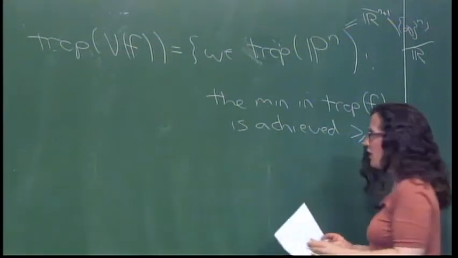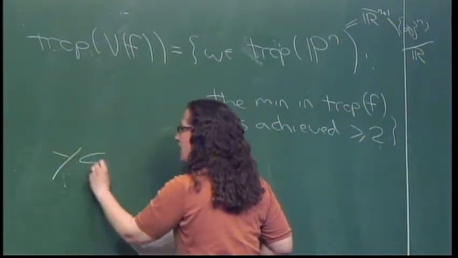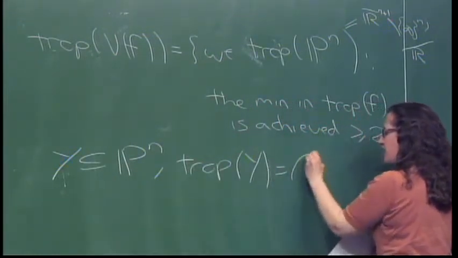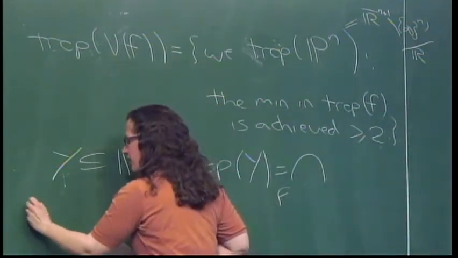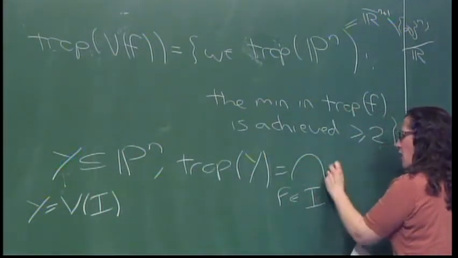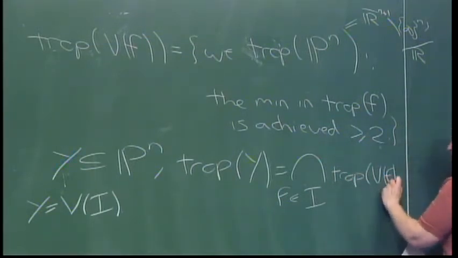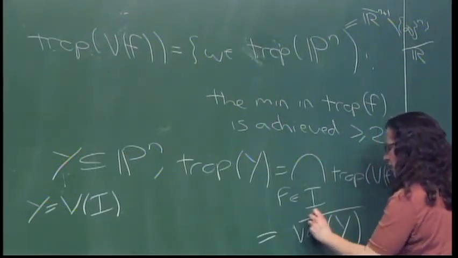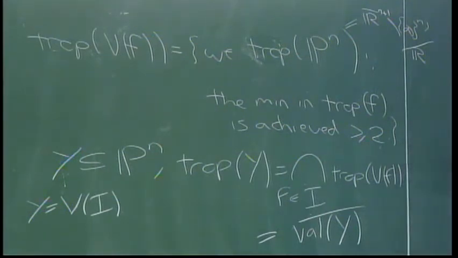Okay. So as we all know, if we start with Y in projective space, maybe Y is the projective variety defined by an ideal I, then trop Y is just the intersection over f in I of trop V of f, or equivalently, it's the closure of the valuation applied to Y. Okay, so the main fact we know about tropicalizations is the theorem that we normally attribute to Bieri-Groves, which is the structure theorem saying that these are polyhedral complexes.